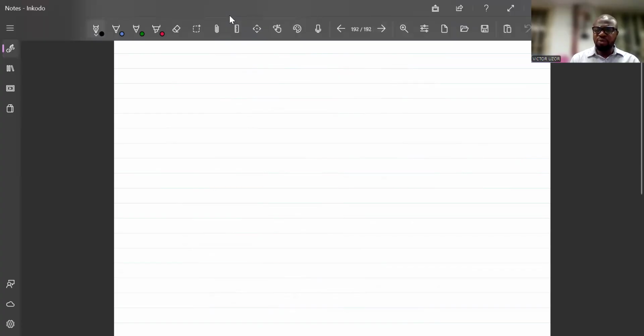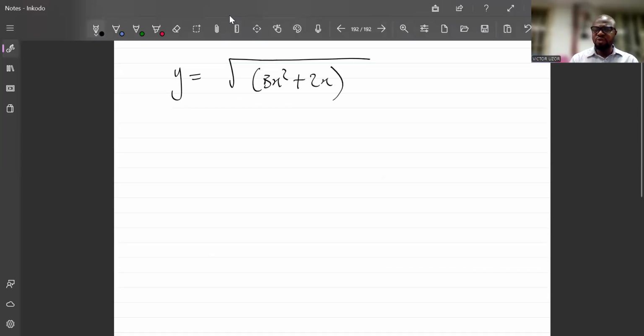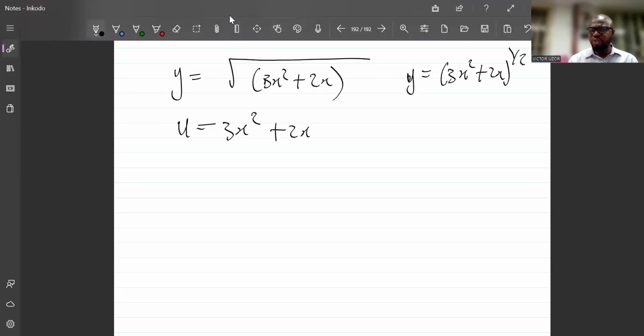I can have an example in the form of y is equal to the square root of 3x squared plus 2x. Now, this one is also a function that is inside another function. Your u will be equal to 3x squared plus 2x. You agree with me that y is also the same thing as (3x squared plus 2x) raised to power 1 over 2, a typical indices format. So if that is the case, our y becomes u raised to power half.